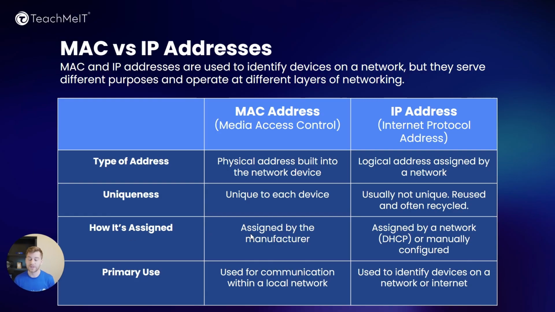A MAC address is assigned by the manufacturer at the time of manufacturing, and when a device gets shipped out, it should have a MAC address assigned to it. An IP address is assigned by a network or it's manually configured. Primary use: a MAC address is used for communicating within a local network. An IP address is used to identify devices on a network or on the internet.